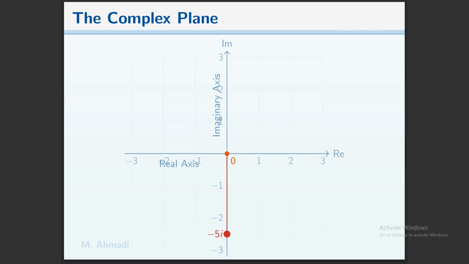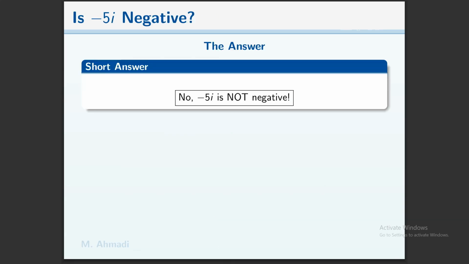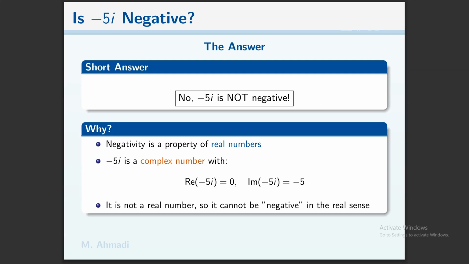In the complex plane, we can see minus 5i in the downside of the plane. You can see the red line and then the minus 5i. Is minus 5i negative? The short answer: no. Minus 5i is not negative.